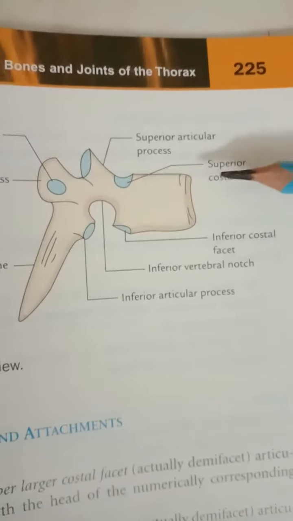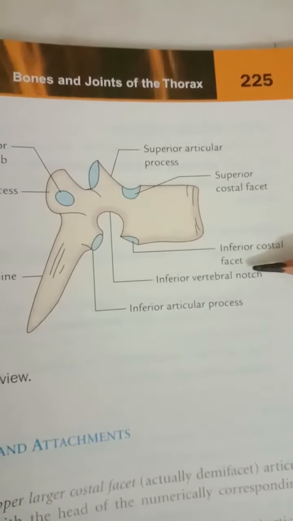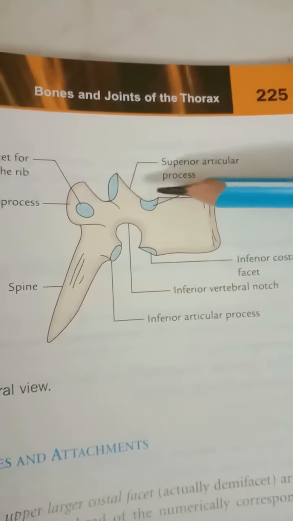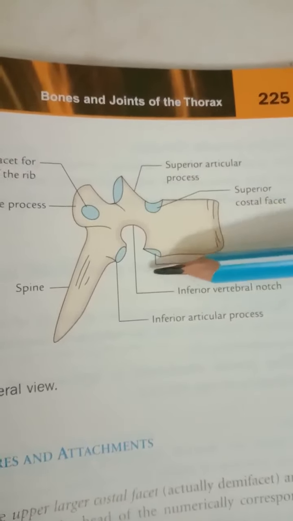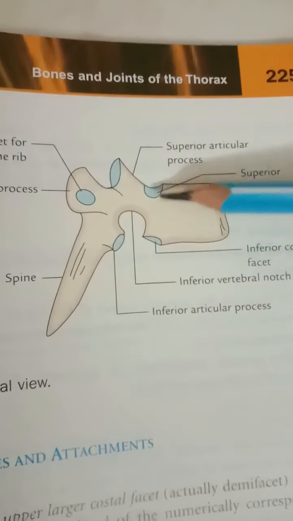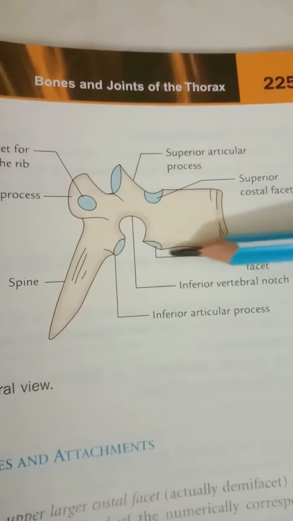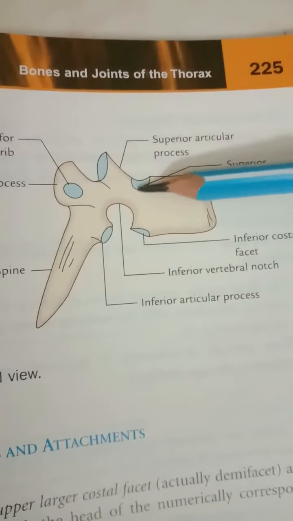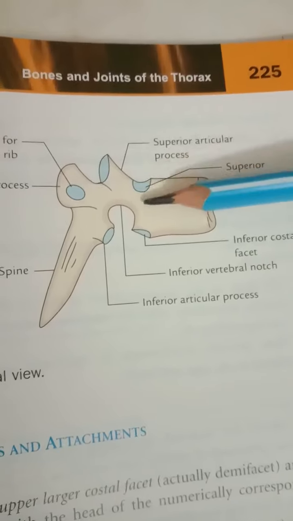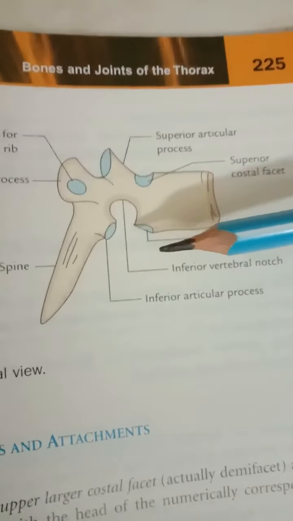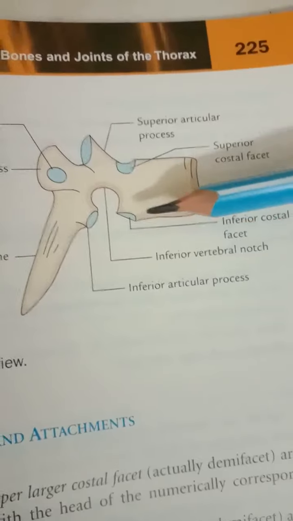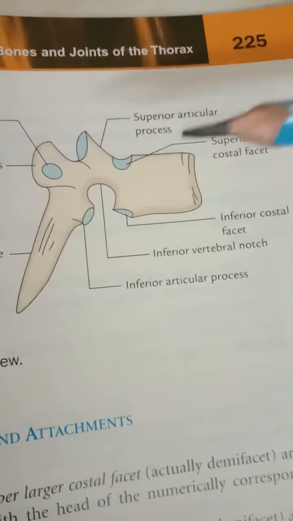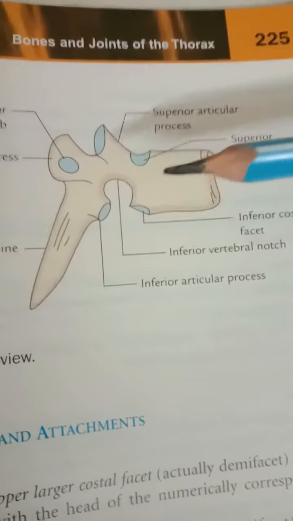Here in this lateral diagram you can see the superior costal facet and the inferior costal facet. The superior costal facet, also called the demi-facet, is larger than the inferior, and it is present near the pedicle. The inferior costal demi-facet is small and is present at the lower border in front of the inferior vertebral notch, and it articulates with the next lower rib.